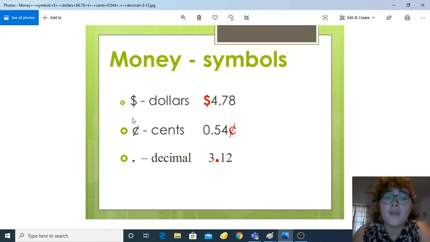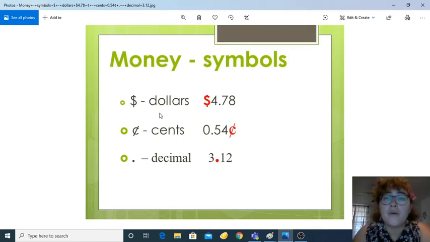So remember, if we're adding money and we have dollars, we're going to start off with the dollar symbol, which is basically an S with a line through it. And right here, to clarify, we had $4.78. We could see our dollar symbol with $4. We put the dot, which is called a decimal, and 78 cents, okay?